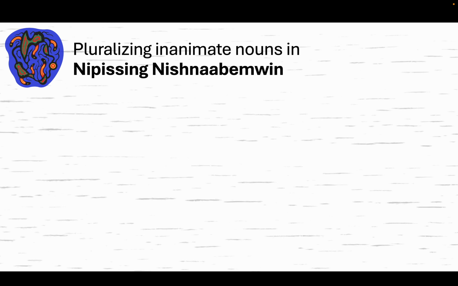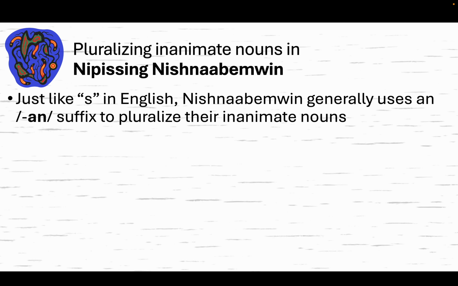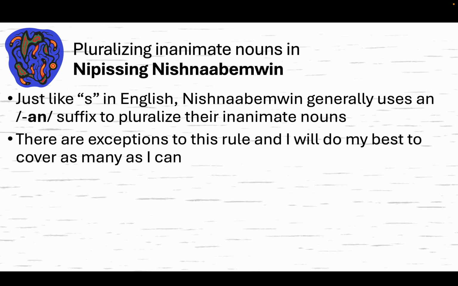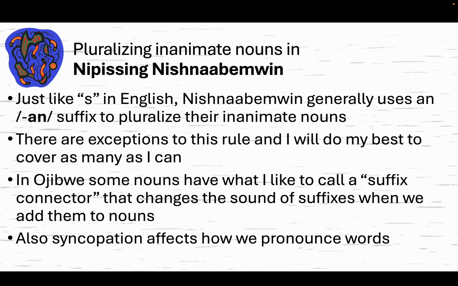Pluralizing inanimate nouns in Nipissing Nishnaabemwin. Just like the S in English, Nishnaabemwin generally uses an "an" suffix to pluralize inanimate nouns. There are exceptions to this rule, and I will do my best to cover as many as I can. In Ojibwe, some nouns have what I like to call a suffix connector that changes the sound of suffixes when we add them to nouns. Also, syncopation affects how we pronounce words.